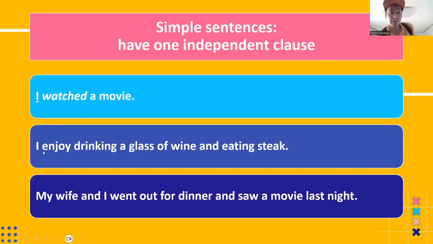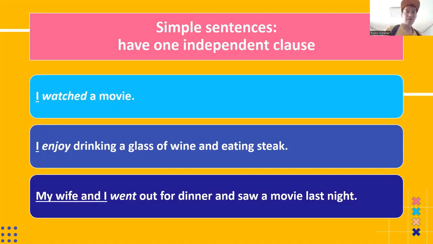How about in the second one? What is the subject? I. What is the verb? Enjoy. What do I enjoy? Drinking a glass of wine and eating steak. Third one. What is the subject? Who? My wife and I. And the verb, went out.